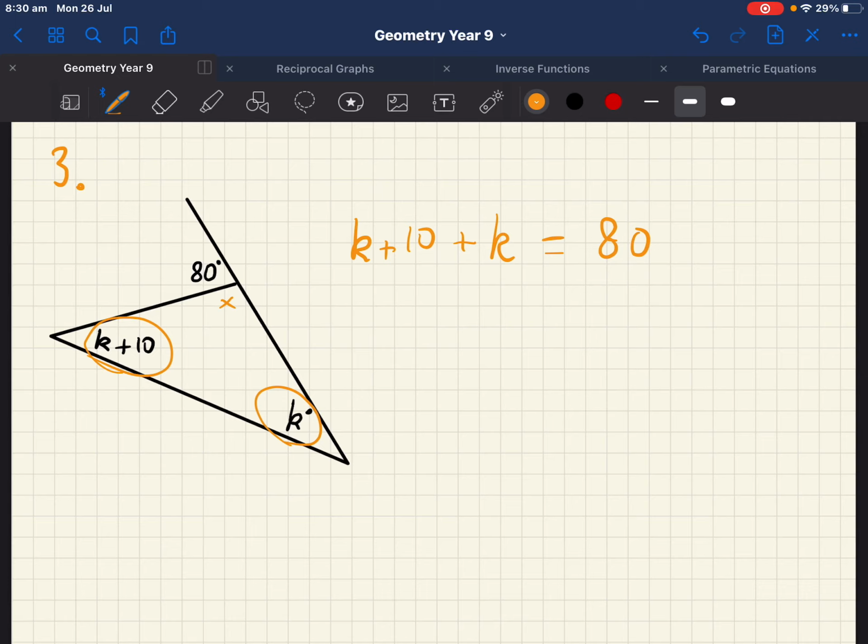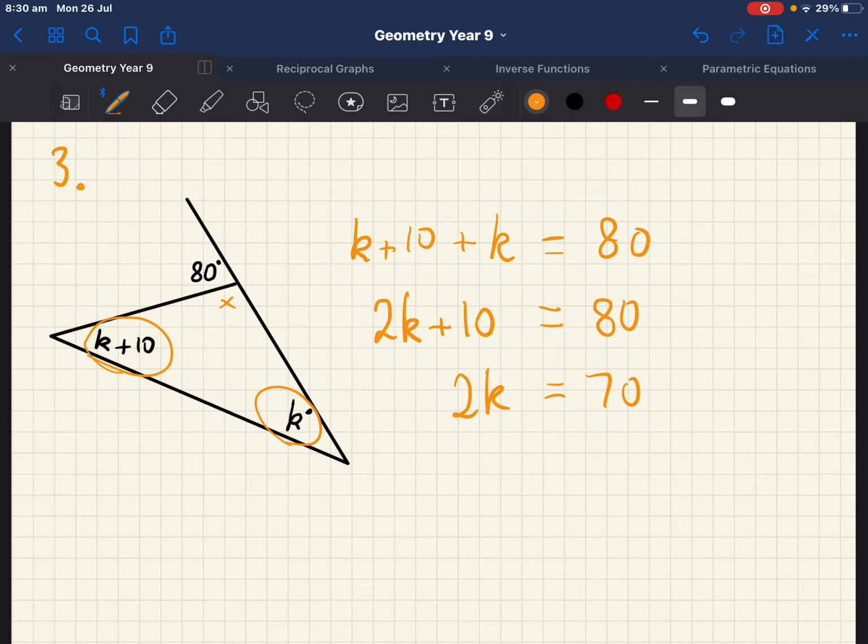We're going to go ahead and simplify the equation. We have two lots of k. There's a plus 10 there and it's equal to 80. We've simplified the equation. Now we can go on ahead with the solving. How do we get rid of the plus 10? We're going to minus 10.